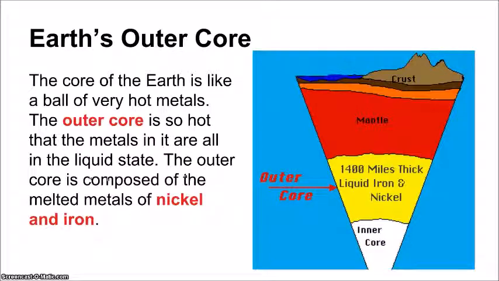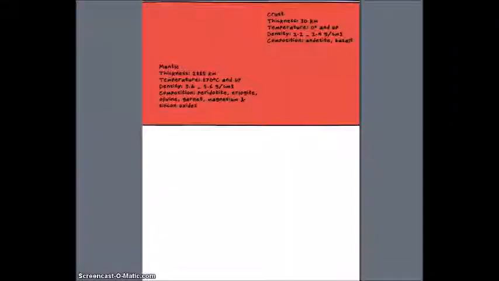Now the outer core is a ball of hot molten metals, and the outer core is so hot that everything's liquid, and it's composed mostly of nickel and iron, and it's hot. There's not a whole lot else to say about it. It's hot because it has iron in it. This and the inner core is the reason we have a magnetic field. It's hot down there.